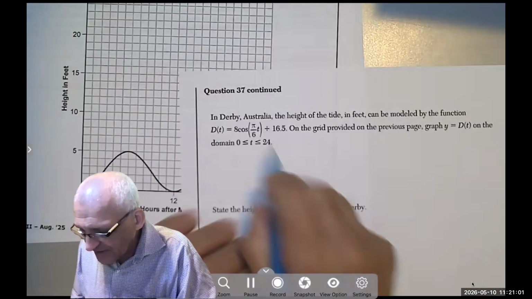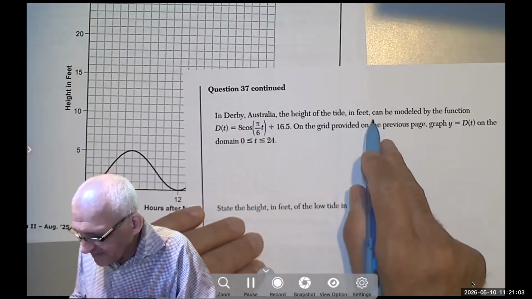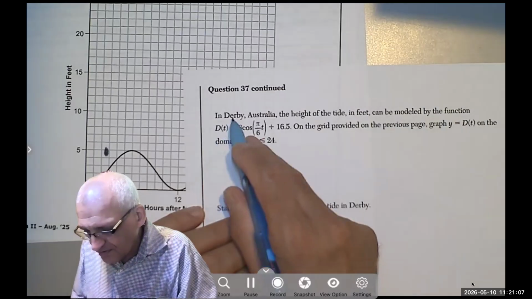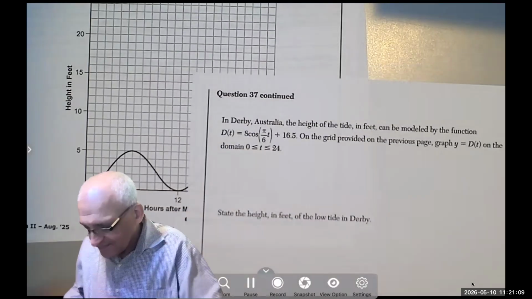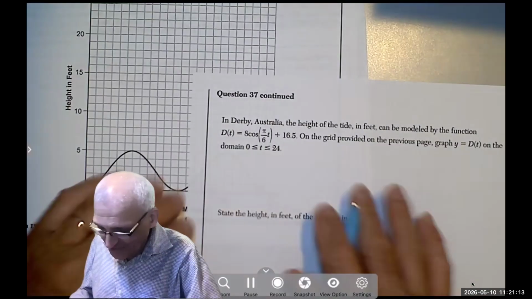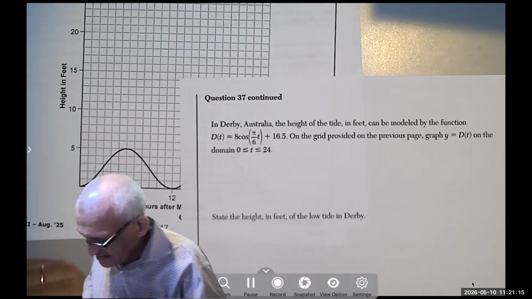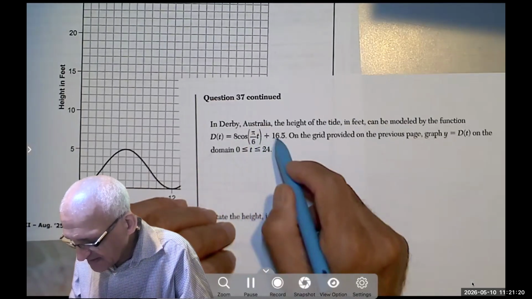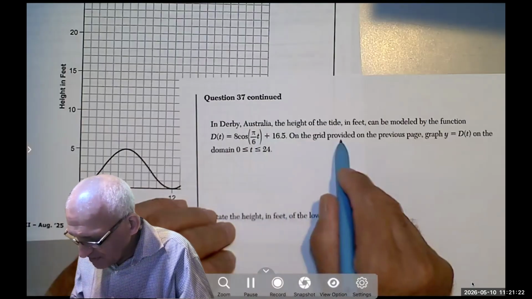In Derby, Australia, the height of the tide in feet can be modeled by the function d of t for Derby. They didn't use D for Daytona again because both start with D, so there it's b, here it's d. d of t equals 8 cosine pi over 6 t plus 16.5. Draw it on the grid provided here.